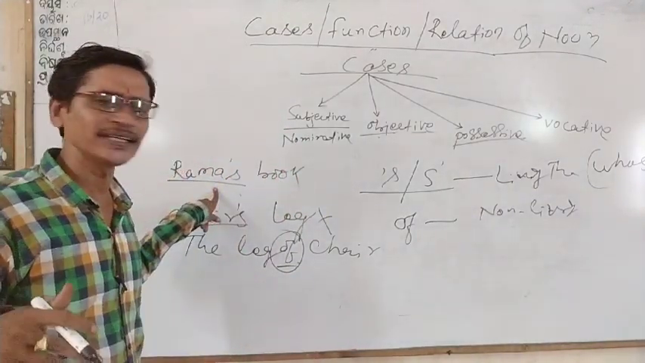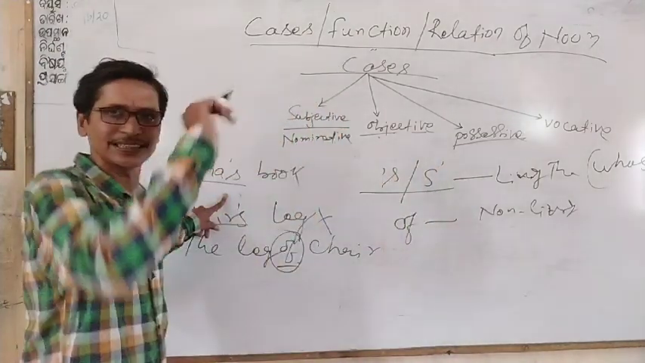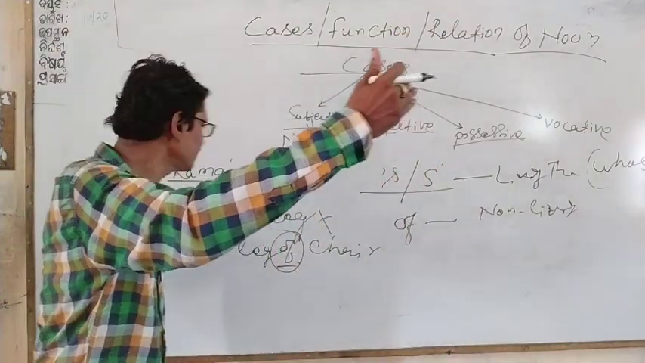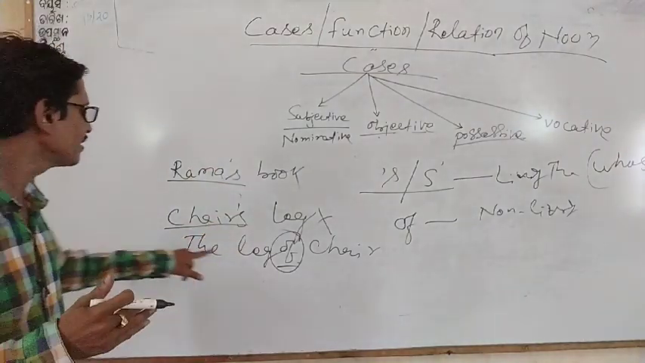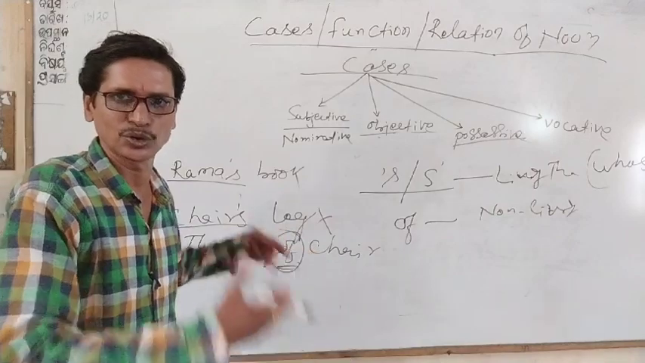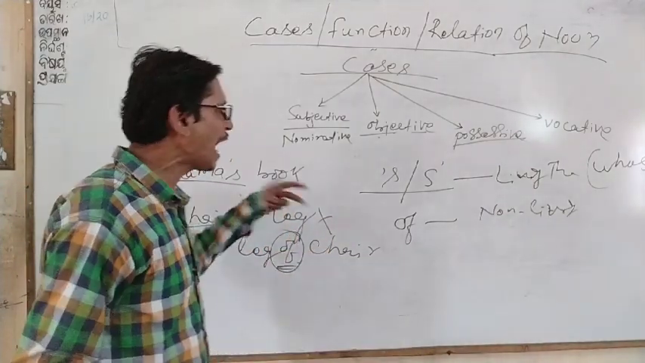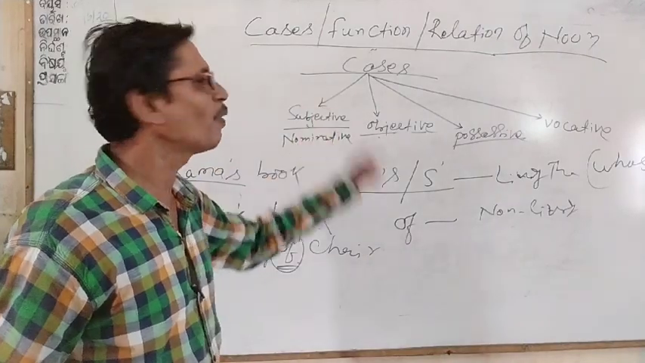When it is a living thing, we give an apostrophe s, or s apostrophe if it is a plural subject. When it is a non-living thing, we use "of" to show the possessive case of a noun. Okay? So now let's discuss the vocative.